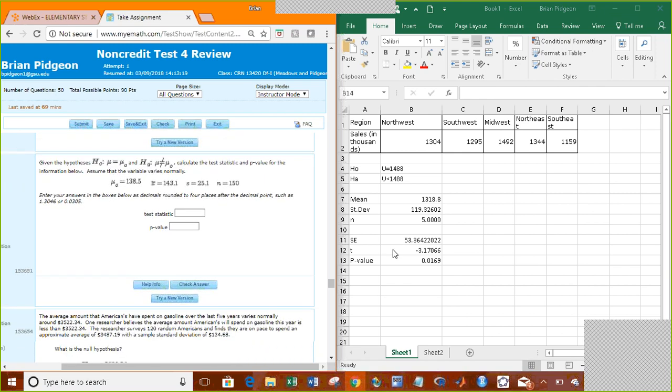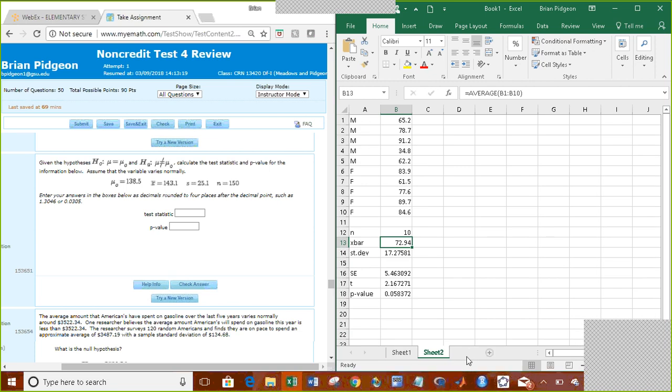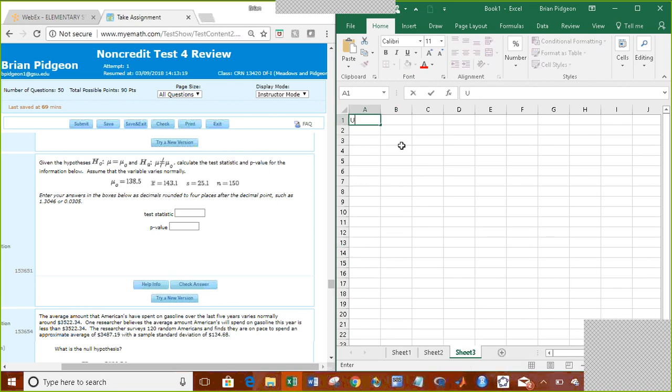Alright. Well, this is nice. This one basically gives everything to us. So we have our mu0 is 138.5. Our x bar is 143.1. Our s is 25.1. N is 150. So we want to calculate a p-value and a test statistic.